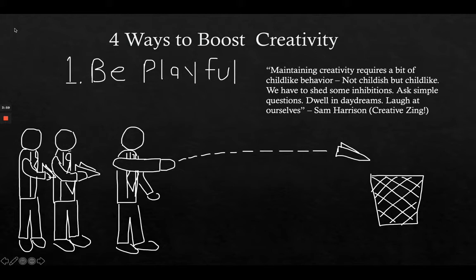Number 1, be playful. As kids, we enjoy being silly, asking questions, playing, or daydreaming. But as we grew older, we were taught to be more responsible by stopping these behaviors. However, as Sam Harrison puts it, maintaining creativity requires a bit of childlike behavior. Not childish, but childlike. We have to shed some inhibitions, ask simple questions, dwell in daydreams, laugh at ourselves. So don't be afraid to be playful while at work. Actually laugh with team members or ask simple questions. Add a visual touch of playfulness to your workspace.